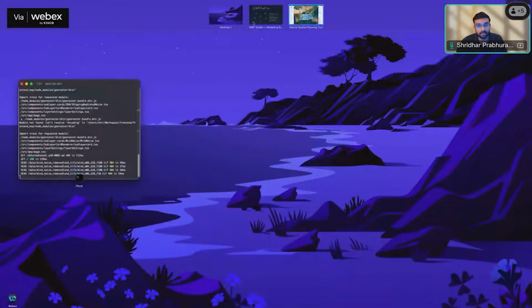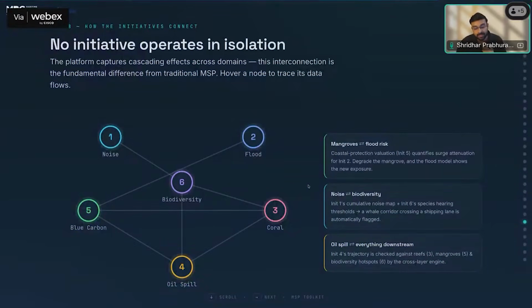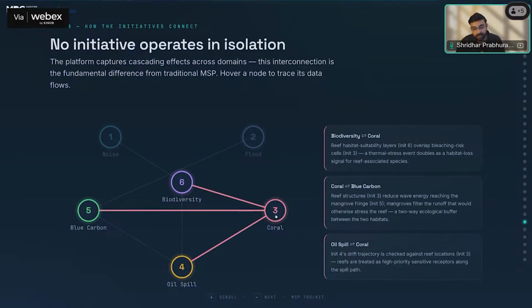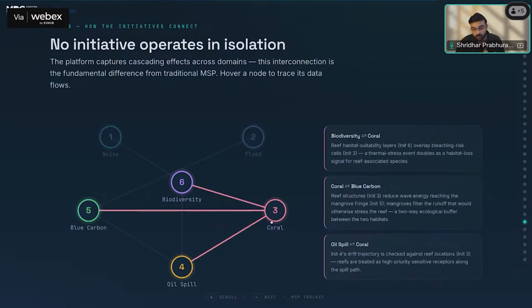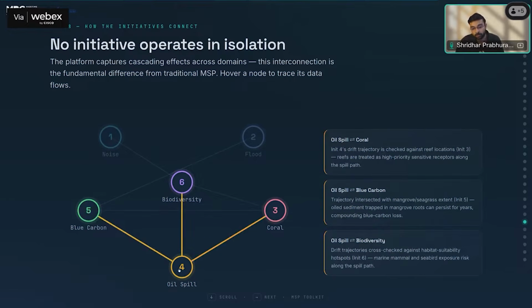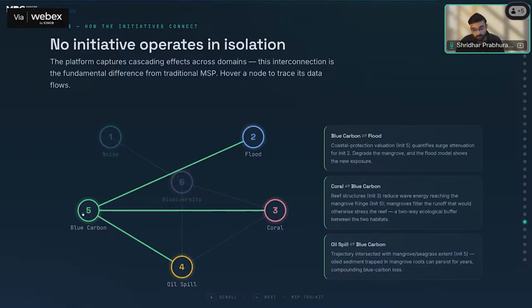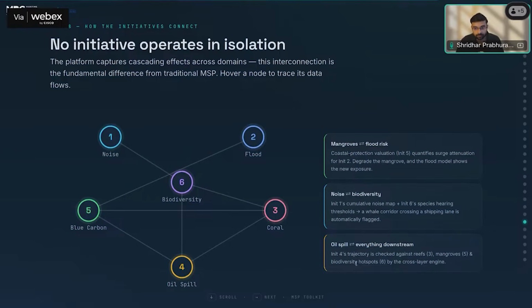Some of these will take longer to compute, so I'm not able to present at this moment, but all of these are live. So all these different layers talk to each other. They provide an input on top of each other, and that's what we push as a strength of this marine spatial planning toolkit initiative that we have.